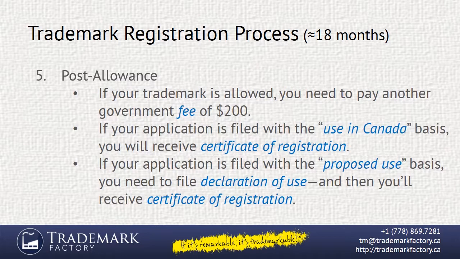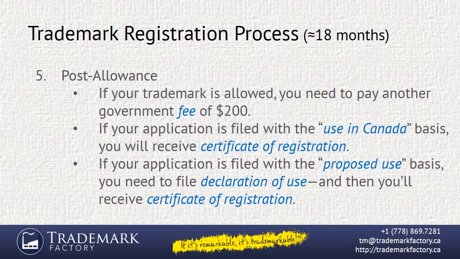If you file the application based on the proposed use basis, you will need to file a declaration of use, informing the Canadian Intellectual Property Office that you have started using your trademark. Once you file a declaration of use, you will get the certificate of registration. Again, this is a long process that normally takes anywhere from 18 to 24 months.